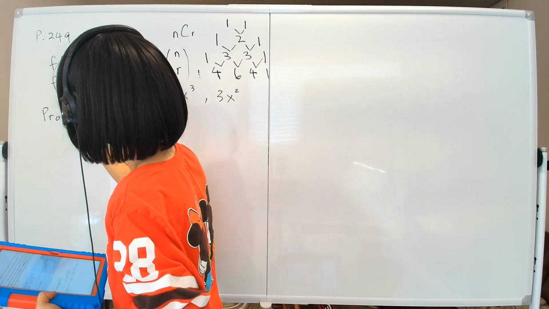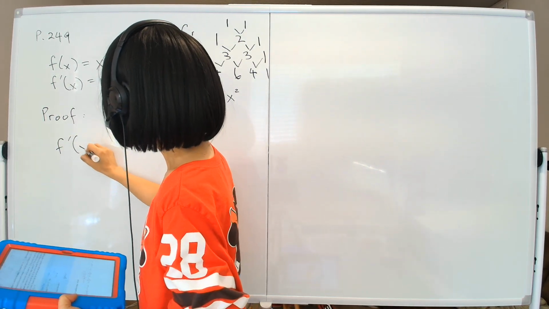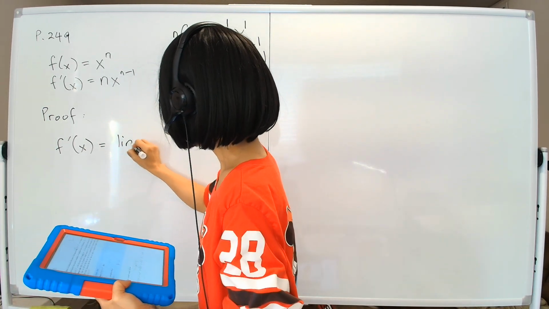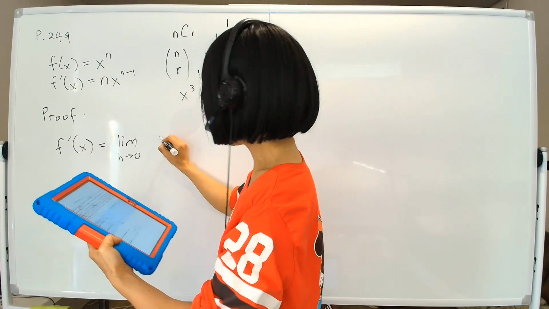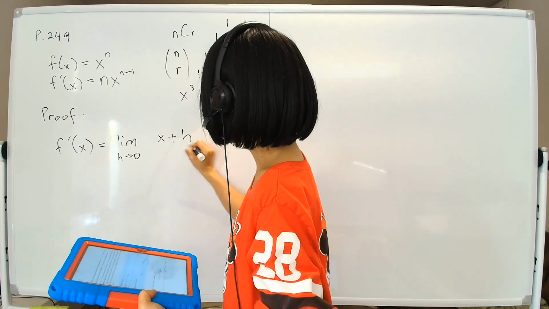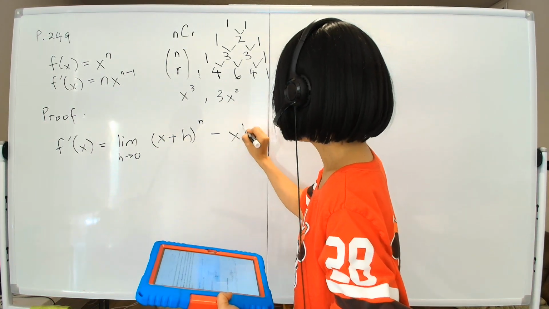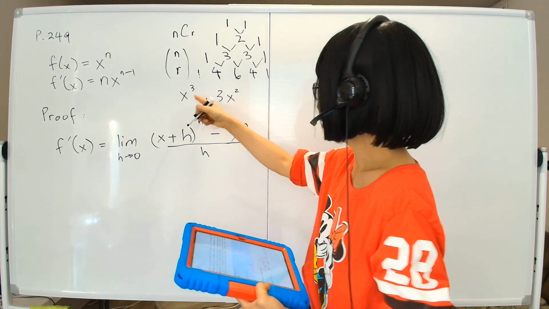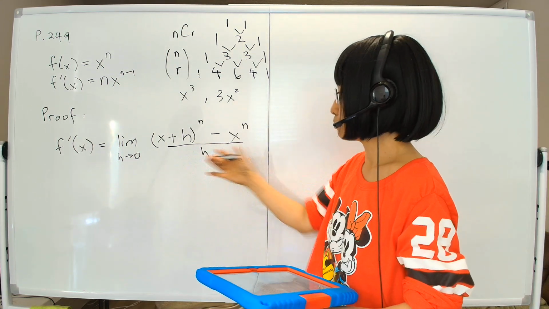Here's our proof. f prime of x. To prove it, we'll go back to the good old limit definition of f prime, where f prime of x equals the limit as h approaches 0, where f of x, in this case, is x to the power n, so you need f of x plus h, which is x plus h to the power n, minus f of x, which is just x to the power n, and the whole thing divided by h. The previous example we did, where n is 3, gives you a feel of how this proof is going to go, right? And the principle is the same.